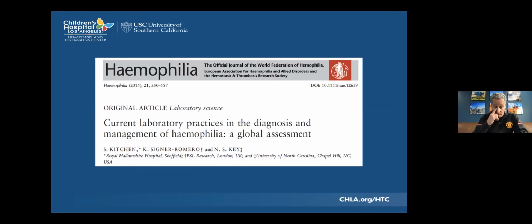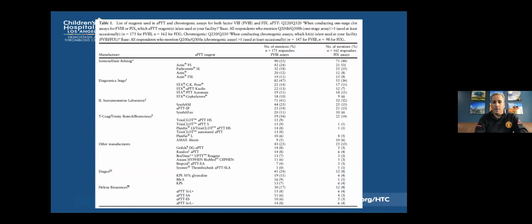Just to give you an idea, this is from a paper about the number of different reagents available. So there's no need to read this. I actually put this unreadable table just to point out how many PTT reagents there are. So that's the column. All of those are PTT reagents that are available. They may not all be available in the United States, but most of them are. So there's well over 20. And you see there's a variety of different manufacturers. And so this does matter.